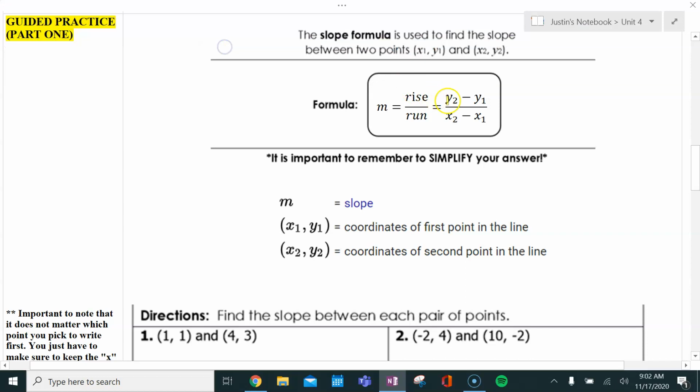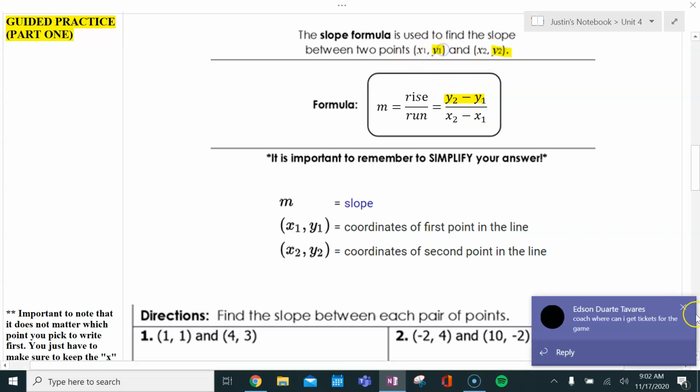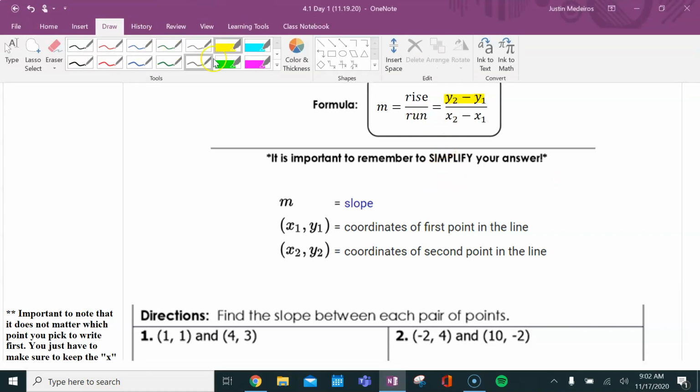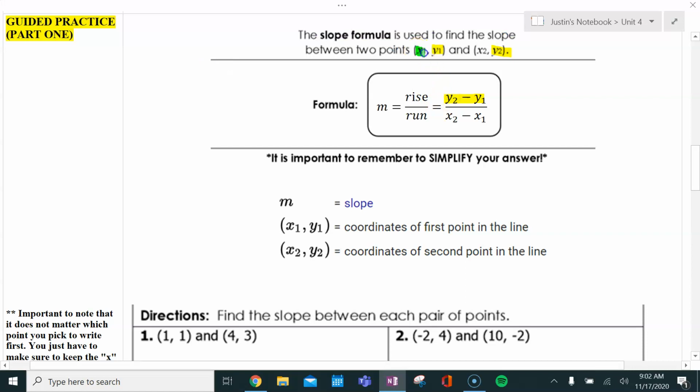What I highlighted in yellow are the two y values, one from each of our points. The run is the change in x, and that comes from the first number in the first point and the first number in the second point. Again, that's x2 minus x1. So we subtract the two y values, y2 coming first, minus y1, and then divide by the x values, x2 minus x1, and that will give us our rise over run.